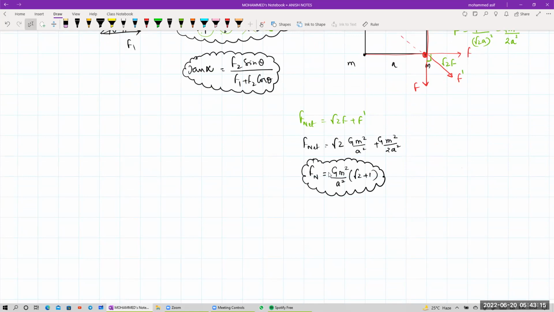No doubt in this one? Root 2 plus 1 by 2. G M by A square divided by 2. Yes, G M, A square common. So it is root 2 plus 1 by 2. And I can even write like this: F net will be equal to G into M square divided by 2 into A square into 2 root 2 plus 1.